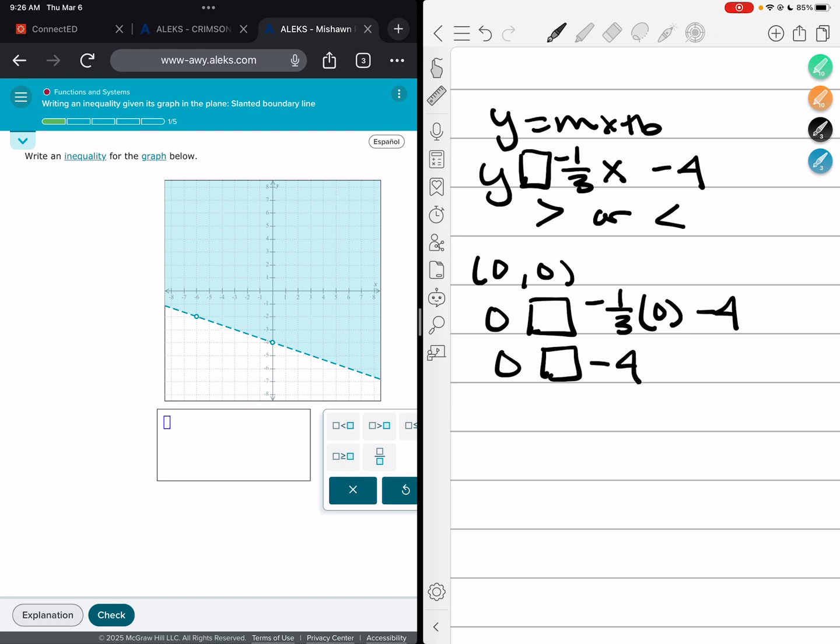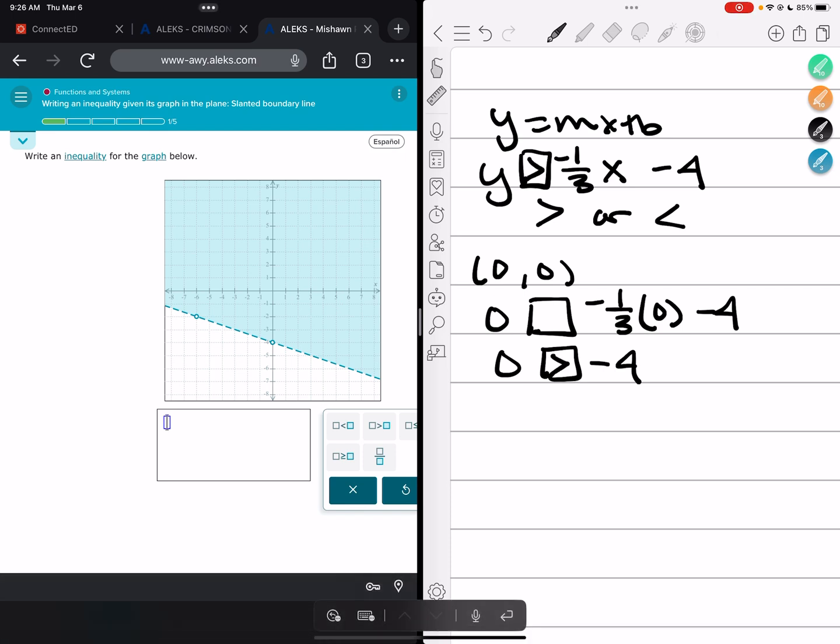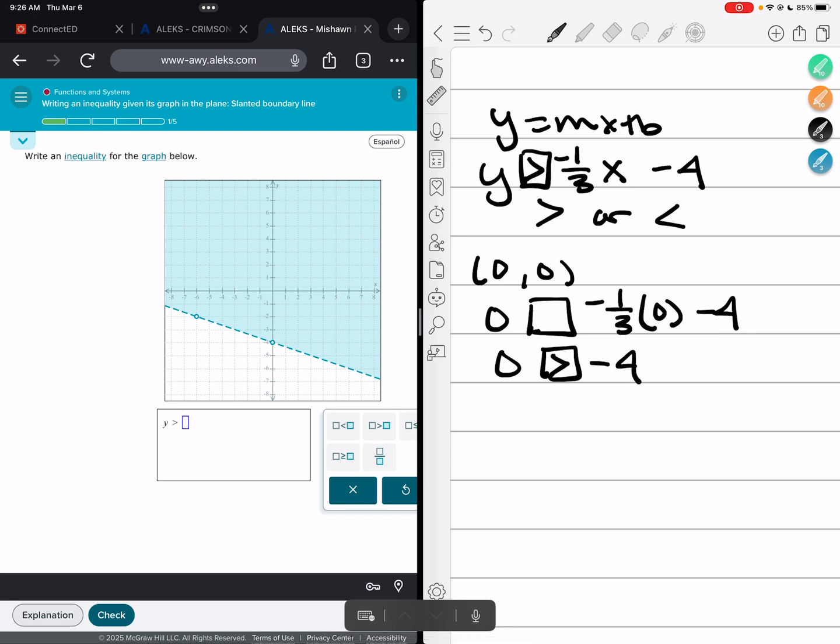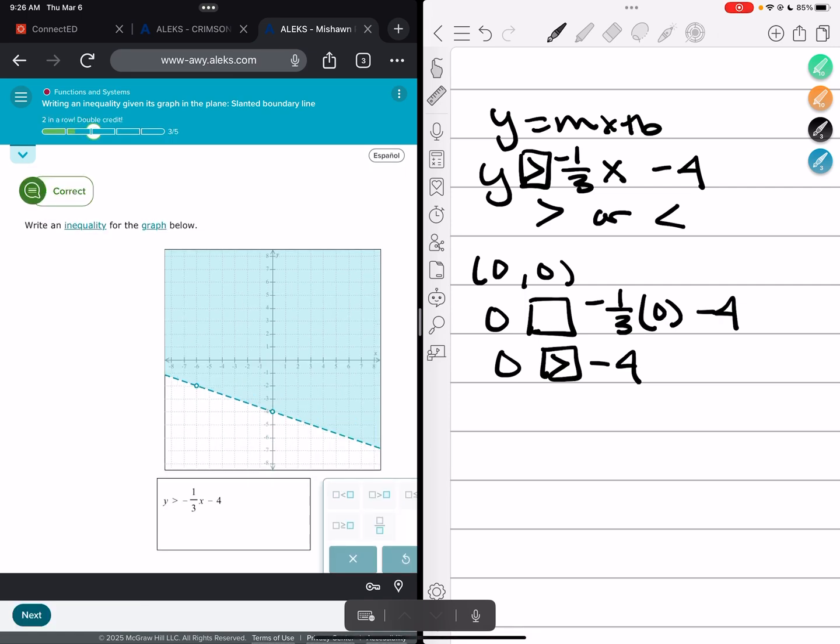Well, if I'm looking at this, remember 0 is bigger than negative 4, so that means I'm going to pick greater than, so that's what goes in my box. So I'm going to write y is greater than negative 1/3 x minus 4, which we can check. Okay, and that's how you can write an inequality when you're given the graph.